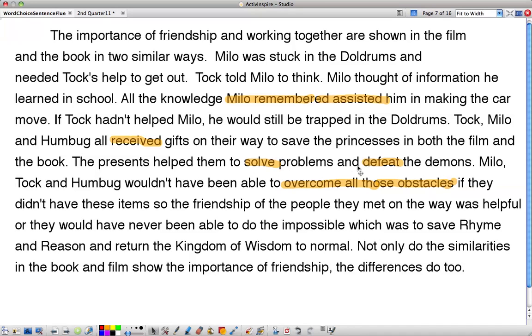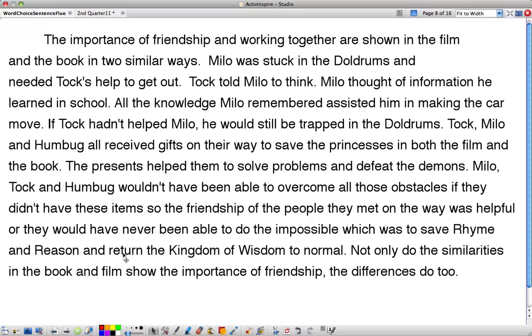And then in here, instead of "beat," I said "defeat" because they did defeat the demons, but they didn't beat them. And then over here, I used that second "get past problems" and "beat up demons." I decided to combine them in one because if you think about it, the demons and the problems were all obstacles. And so they had to overcome all those obstacles.